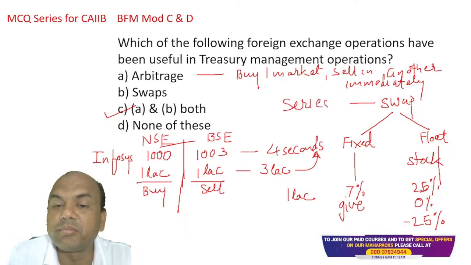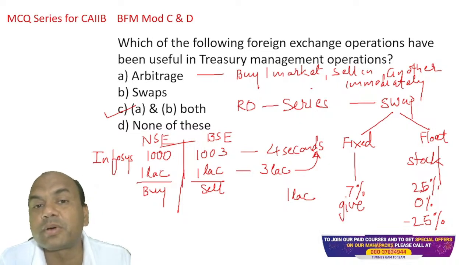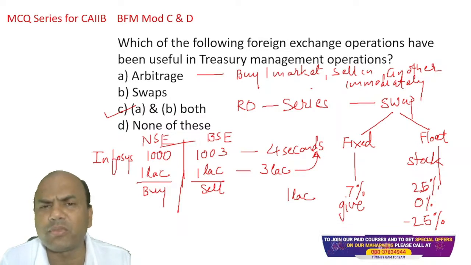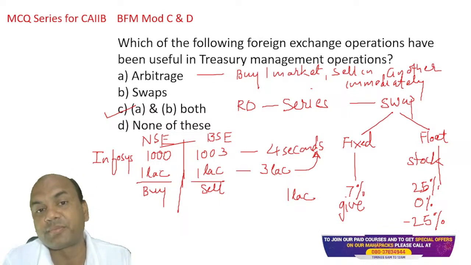Series means, for example, I'll give you RD. What is RD? Recurring deposit. It is a series of payments. I'll give you 1000 per month, and at the end of the year, you as a bank will give me 12,000 plus that interest. Right? So it is an exchange of series of payments.